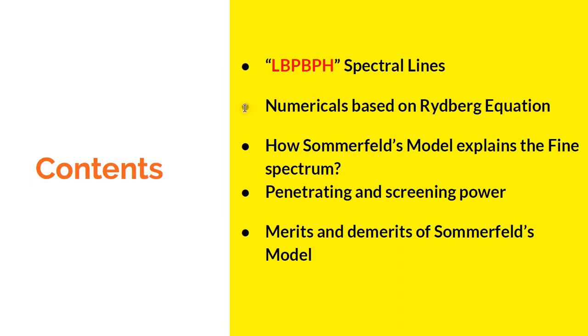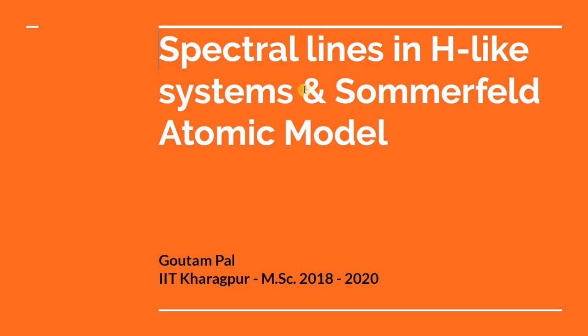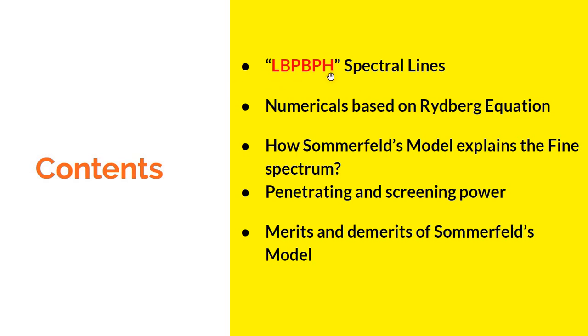But before this, let's have a look at a shortcut: LBP BPH. This is how I remember the spectral lines and how those things are related to the spectral series. L means Lyman, B for Balmer, P for Paschen, B for Brackett, P for Pfund, H for Humphreys. So LBP BPH is the shortcut for the names of the spectral series. I invented this so that I can remember all those properties consecutively.